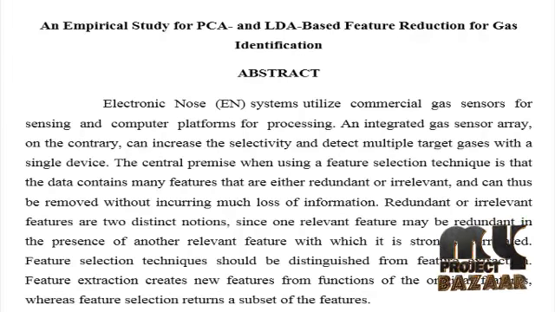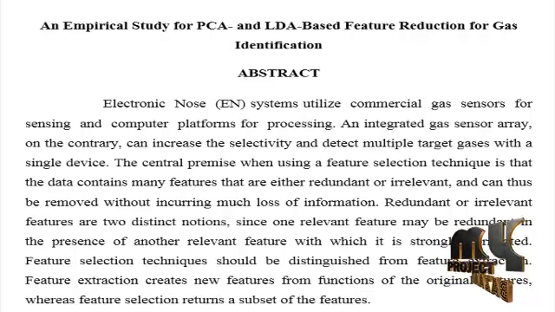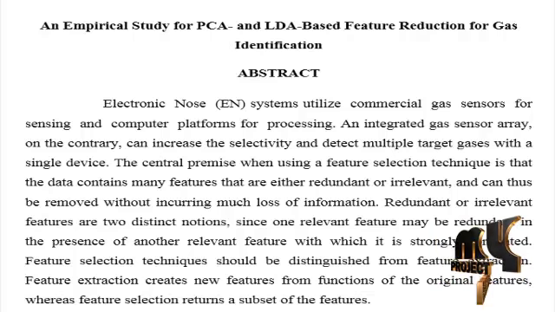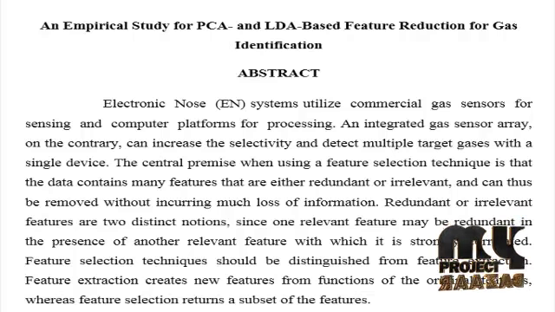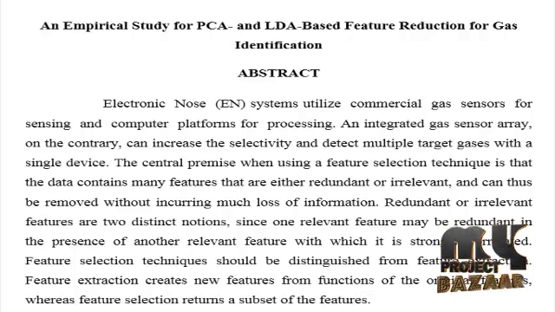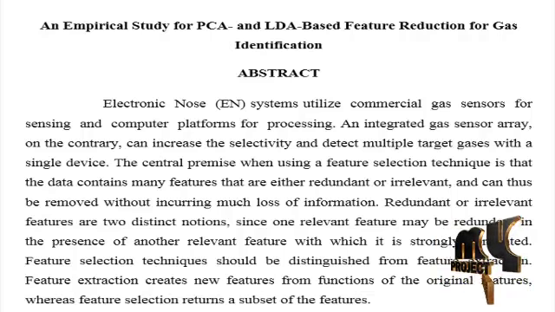Electronic nose systems utilize commercial gas sensors for sensing and computer platforms for processing. An integrated gas sensor array, on the contrary, can increase the selectivity and detect multiple target gases with a single device. The central premise when using a feature selection technique is that the data contains many features that are either redundant or irrelevant and can thus be removed without incurring much loss of information.